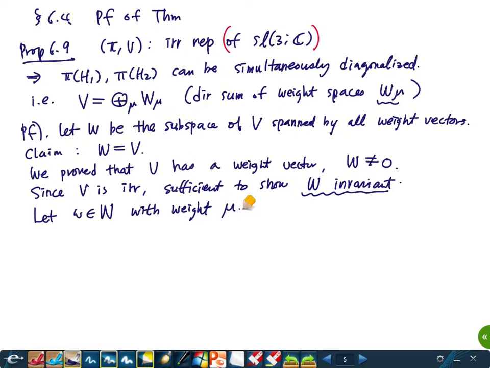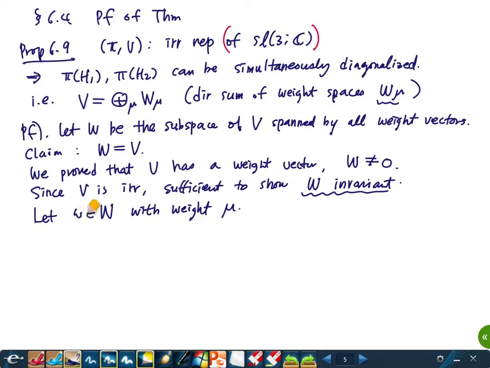Oh, actually, no. Technically, what I said was wrong. This is not a weight vector, but it is enough to consider only the weight vectors because W is spanned by weight vectors. So if you have two different weight vectors and add them together, this may not be a weight vector. But that's okay, because if you can prove this only for weight vectors, it will be sufficient, because they will span this. Okay? If you prove this for bases, then this is good.